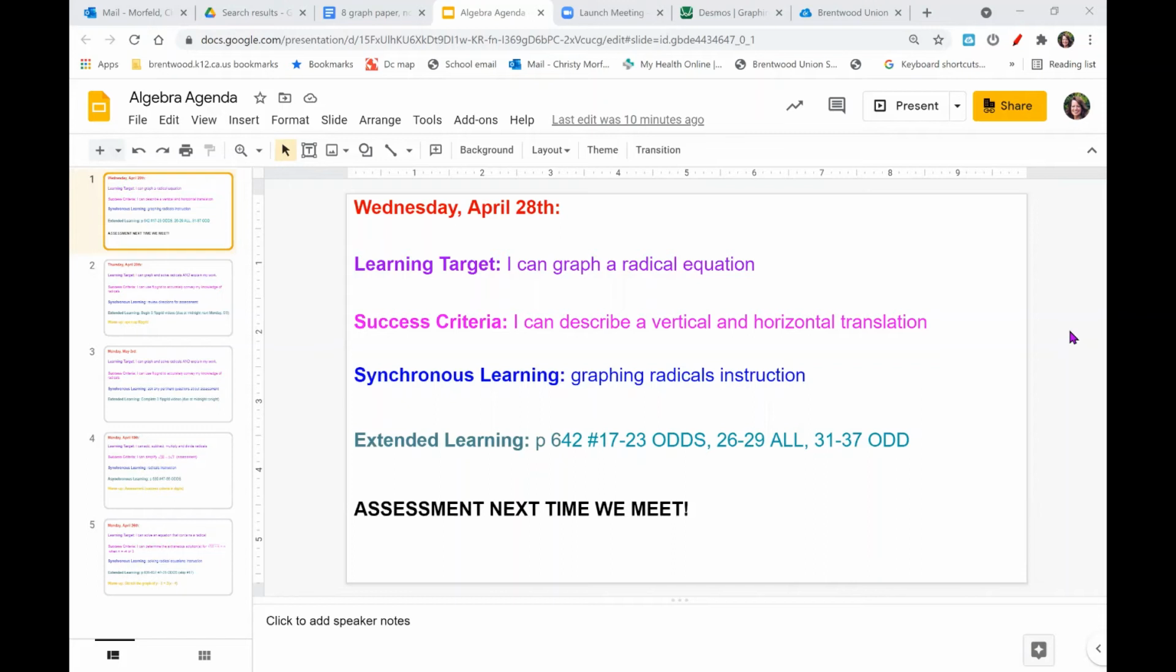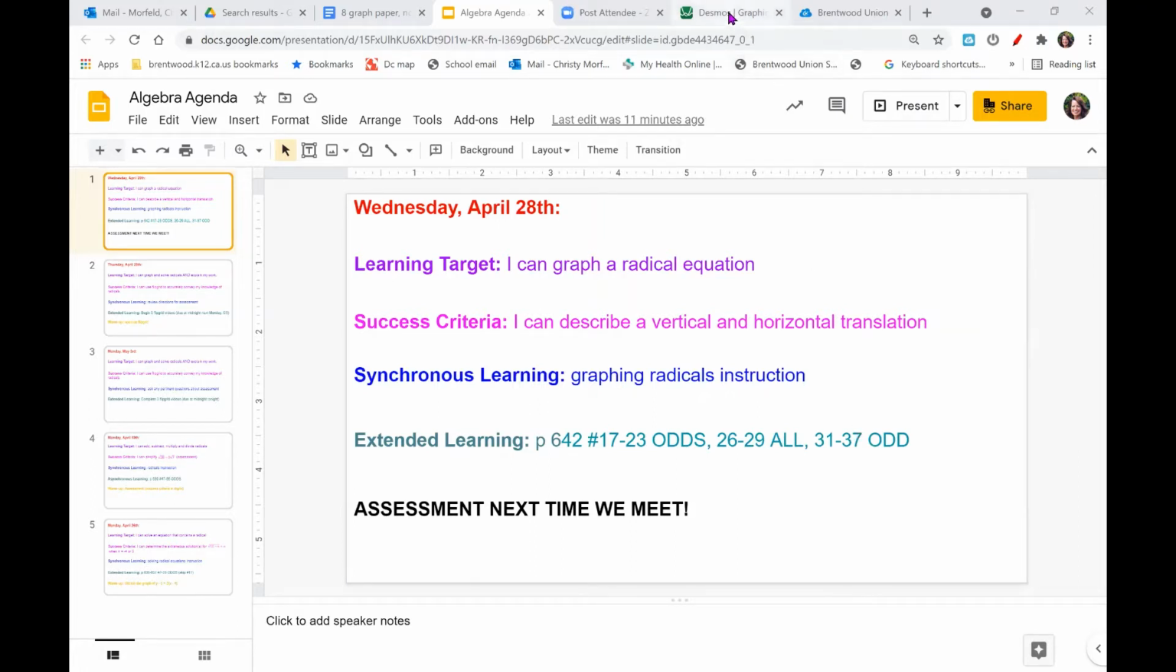We're going to start our last chapter next week, but today we are finishing up radicals by learning how to graph them. So we'll be graphing functions, equations, whatever you'd want to call them. They are equations and they're also functions because we're graphing them. You will hopefully be able to describe a vertical and horizontal translation before the end of the period. That is part of your assessment, as well as being able to describe a vertical versus a horizontal translation.